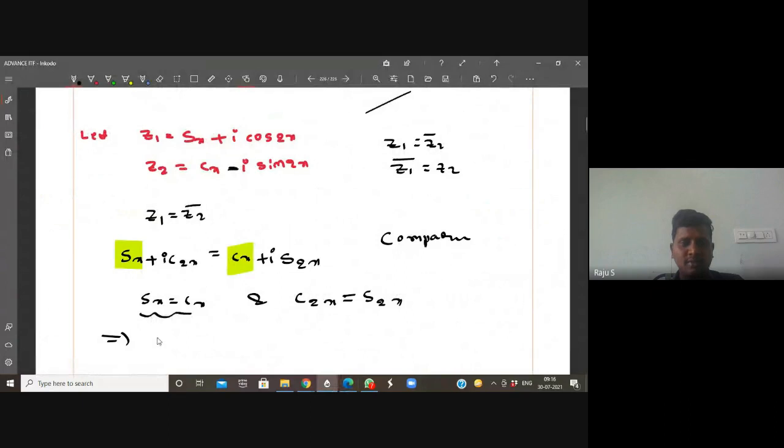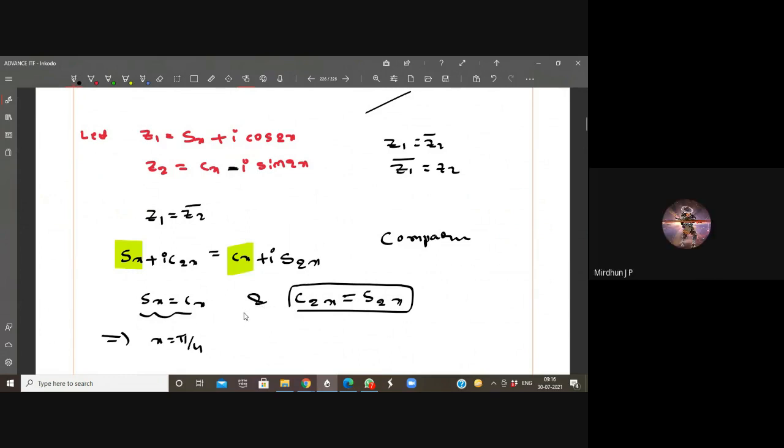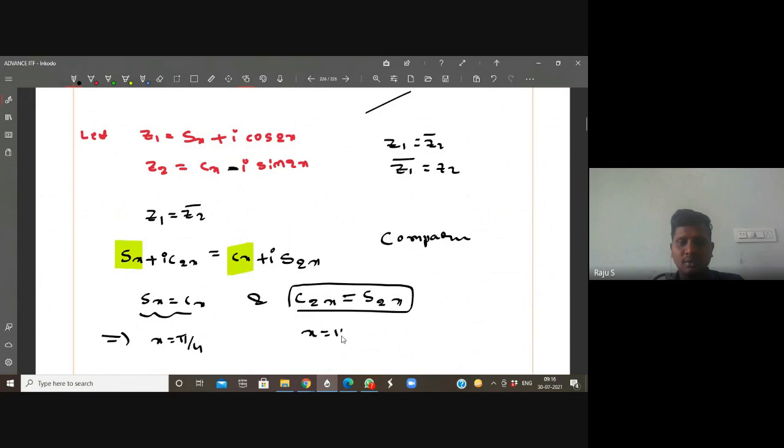Here, x is equal to pi by 4. Does x equal to pi by 4 satisfy this condition? The and symbol is there, and means it should have a common solution. Is x equal to pi by 4 a solution of the second one? No. When I substitute pi by 4 here, cos 90 should be equal to sin 90. Cos 90 is 0, sin 90 is 1, not equal to 0. So the second one is not possible at x equal to pi by 4.